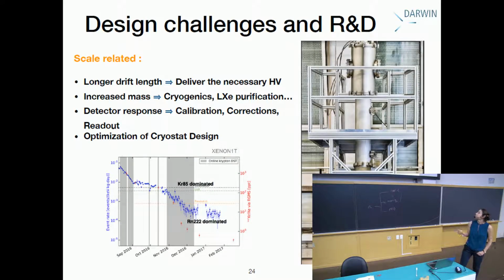So right now we are addressing the design challenges that are related to, we will have a longer drift length. For this we'll need to deliver the necessary high voltage. We will have an increased mass. So for this, we will need to improve our cryogenics and the liquid xenon purification, as Adam already explained here. We will need to improve our detector response in calibrations, in the corrections and readout. Right now, we count on optimization of our cryostat design. Thanks to the NICE engineering group.